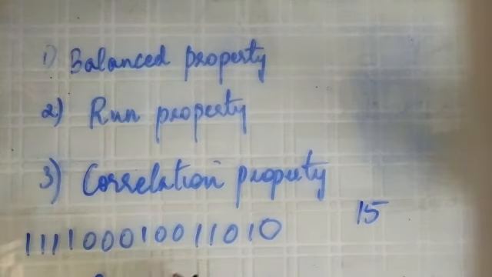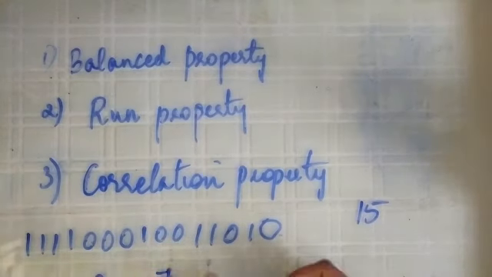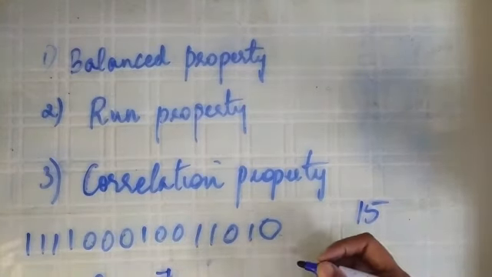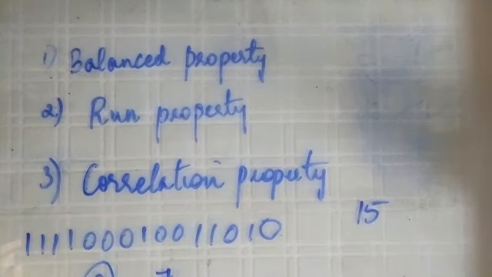And how many zeros? 1, 2, 3, 4, 5, 6, 7. 7 zeros. So the number of ones is 1 more than the number of zeros. That is the first property, which says the number of ones will be 1 more than the number of zeros. Here we have 8 ones, which is 1 more than the number of zeros. So this is the first property.